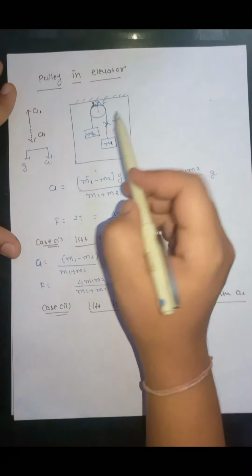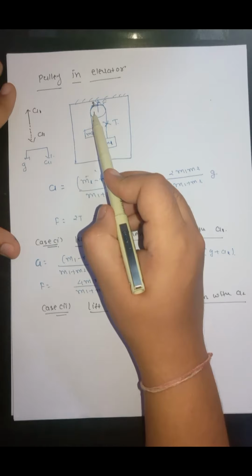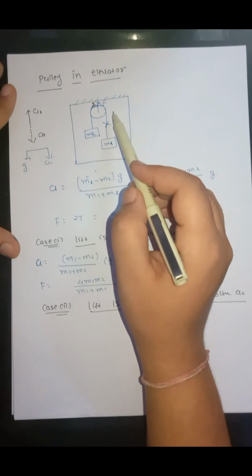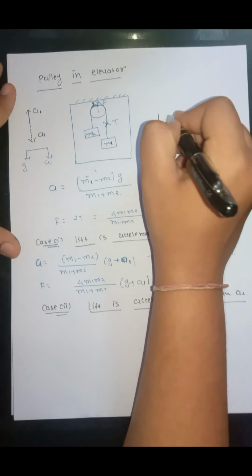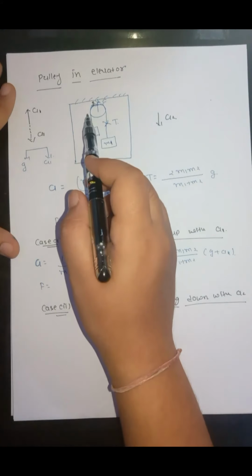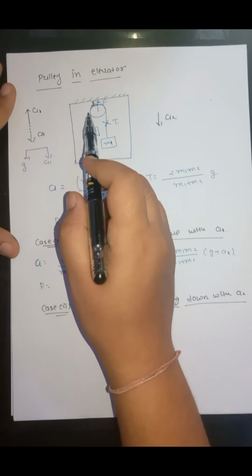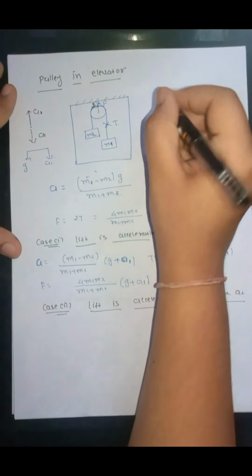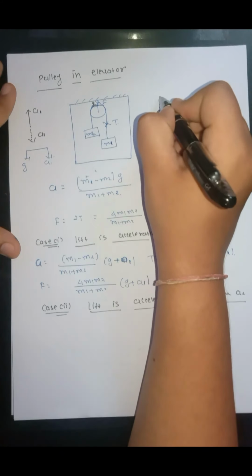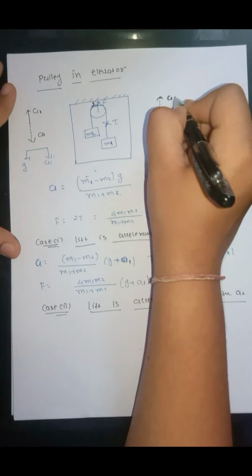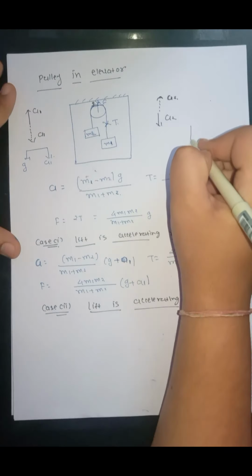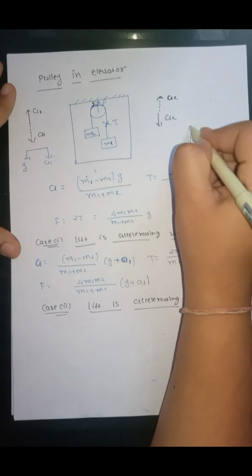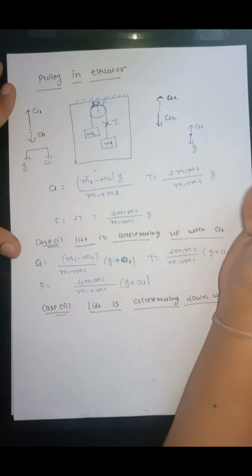Now again let us take the observer at the pulley. This whole system is accelerating downward with acceleration a2. So our observer is also accelerating. To make his acceleration 0, we have to apply the same amount of acceleration in the opposite direction. So let us apply a2 in the opposite direction. So in this case, g is acting in the downward direction and a2 is acting in the upward direction.